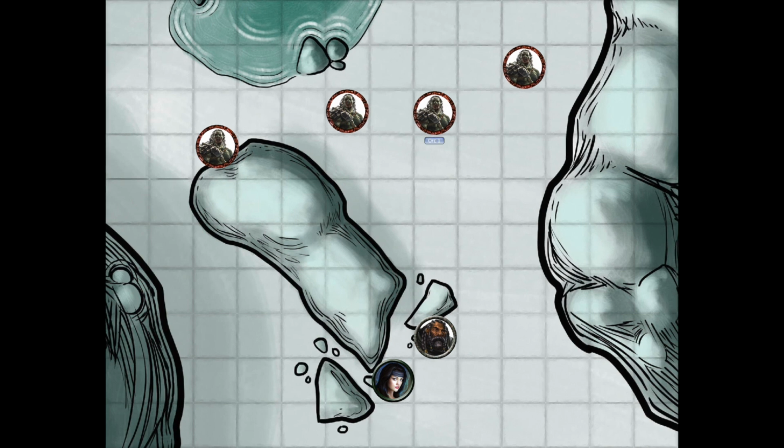If orc number 1 throws a javelin at the dwarf, he gets 3/4 cover against the attack, because we can imagine that that rock is covering the majority of his body. If orc number 2 throws a javelin at him, he gets only half cover, because while the rock is still shielding the left half of his body, the orc has a clear shot, a good angle of attack against the right side of his body.